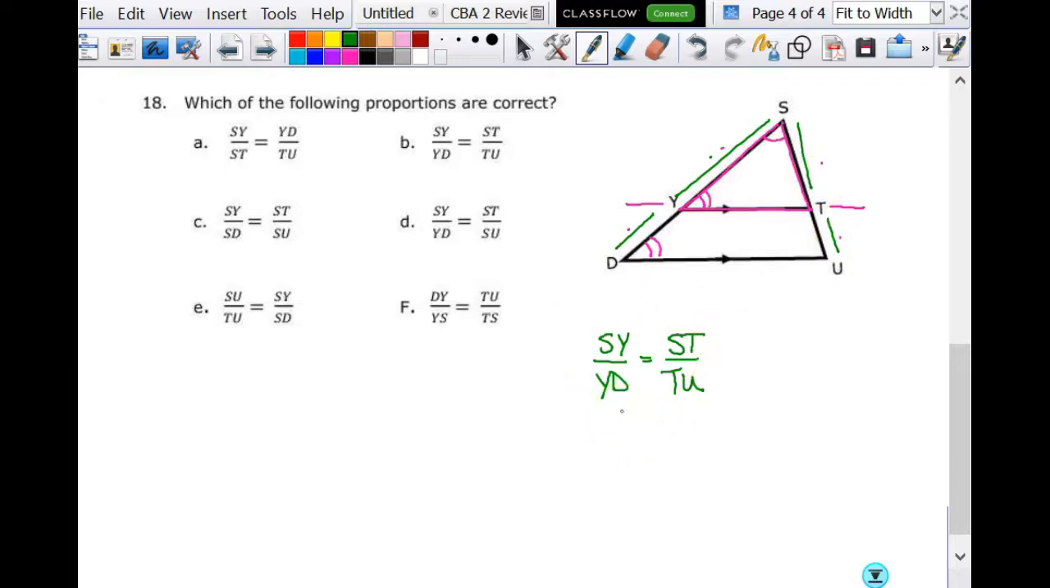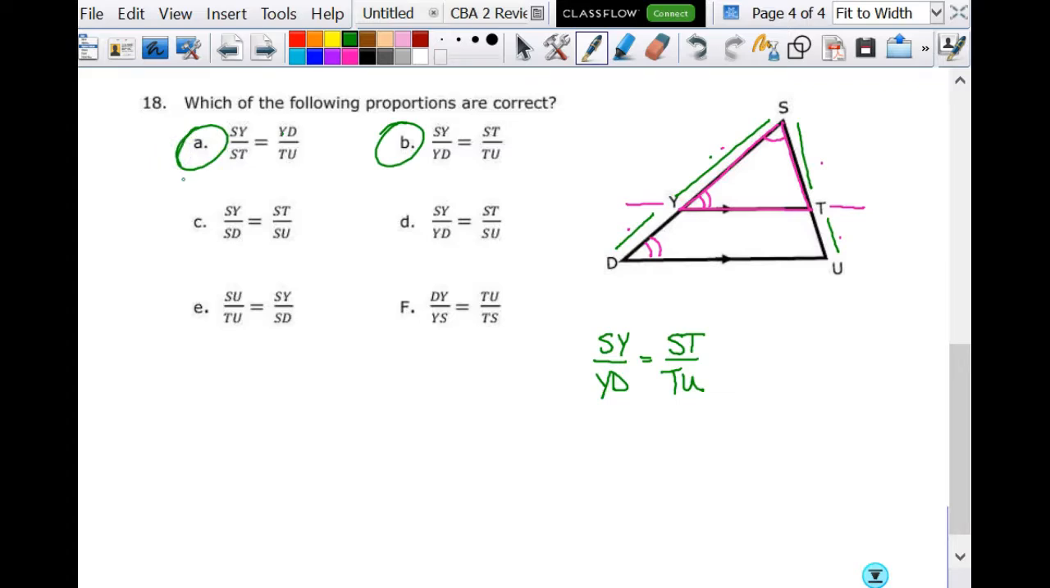Not every single proportion has to be written exactly like this to have the exact same meaning. When I take this that I know is true, I could look and see, are any of these actually up there? Let's see, that would be this one right here, SY over YD. So we know that this one works, so we don't have to overthink it when we get there. But when I cross multiply, I'm going to multiply SY times TU and ST times YD. So when I look here, I'm doing SY times TU, SY times TU, ST times YD, ST times YD. So it's the same relationship, it's just a different way to set up the proportion, so this one works also.